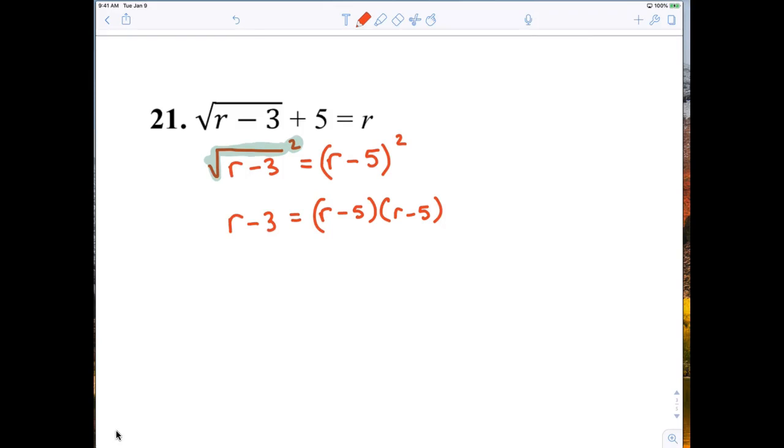All right, here we go. So someone tell me r minus 3 is equal to what did you get? R squared minus 10r plus 25, which is the same as r squared minus 10r plus 25. Thank you.